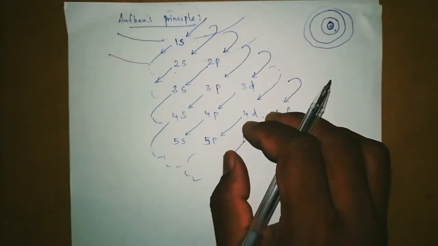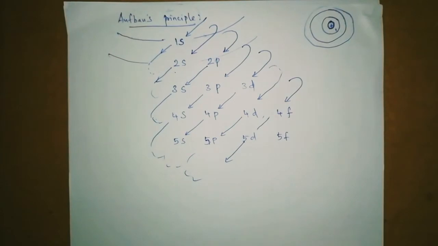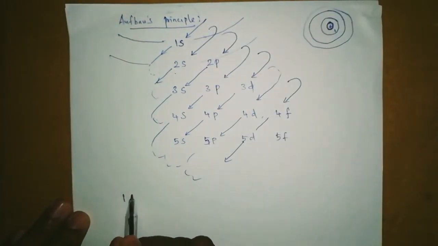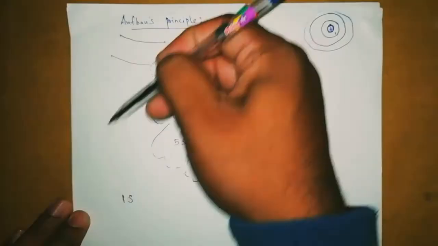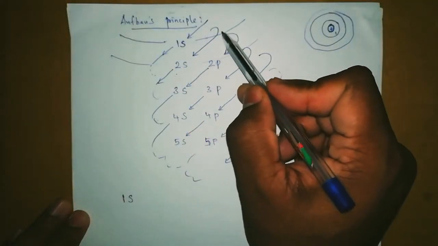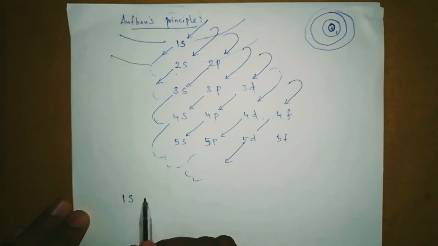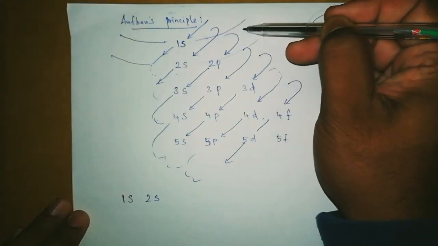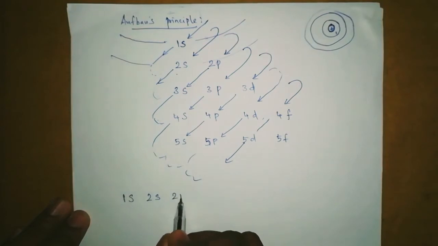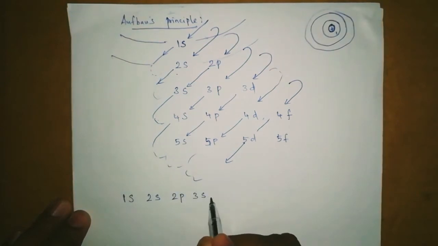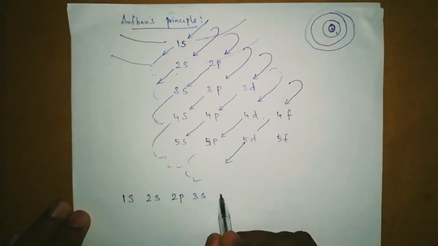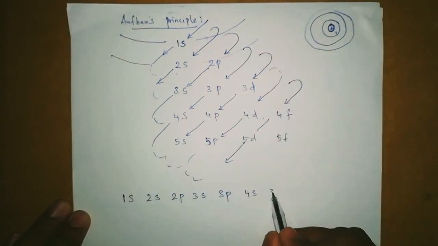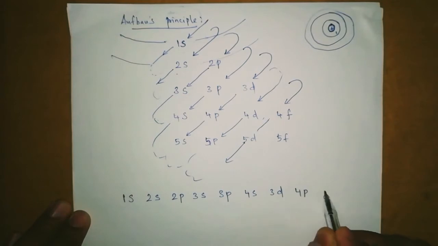Maybe it confuses you, but I can write it so that you can understand it. First it starts with 1s, then going up and coming down, 2s comes. After 2s, 2p comes, then 3s, and then going up, 3p, then 4s, then 3d, 4p, 5s.